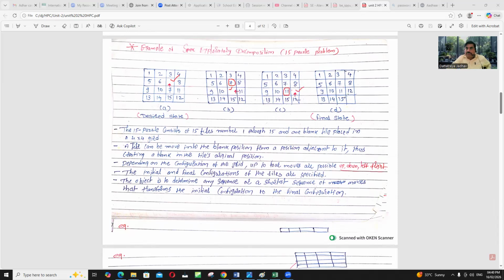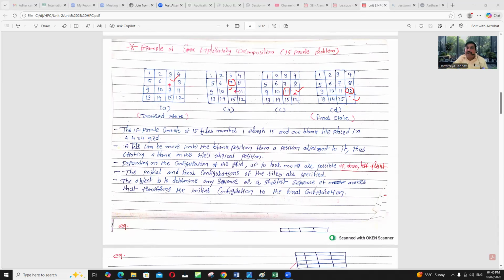Then it is possible that the 12 is moving upward, so in this position 12 is moving upward and this will be blank, right? So we get a number of solutions with the number of position variations. Depending upon the configuration of the grid, up to 4 moves are possible. So we say that 4 solutions will be available to proceed with. That is one of the important points of exploratory decomposition. So either the tile will move up, down, left, or right. It is possible to move in any one of those directions.